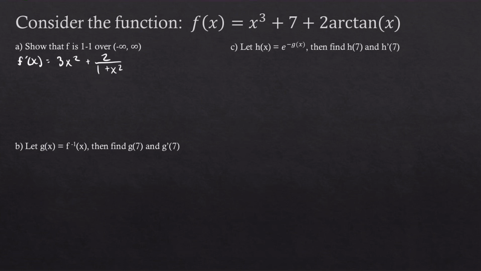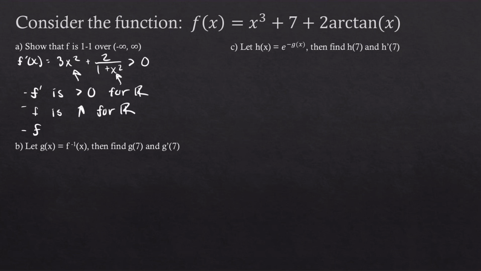And looking at this derivative, it is positive for all x's because this will get you a positive number and this will get you a positive number. So we can say that f prime is greater than 0 for all real numbers. Therefore, f is increasing for all real numbers, which means f is 1-to-1.